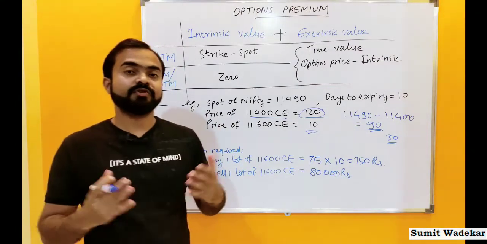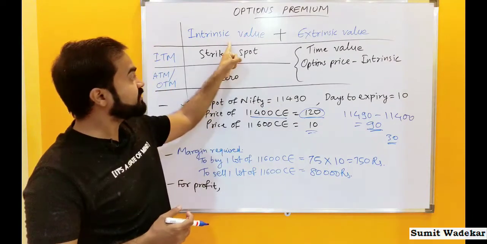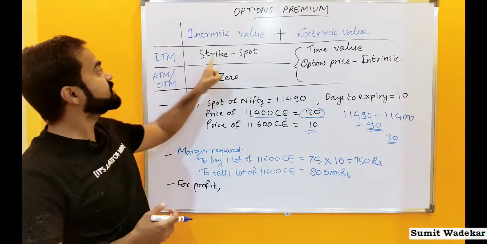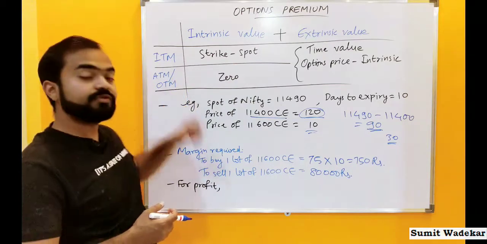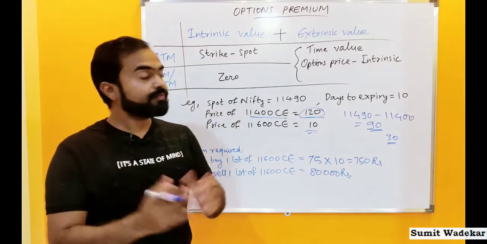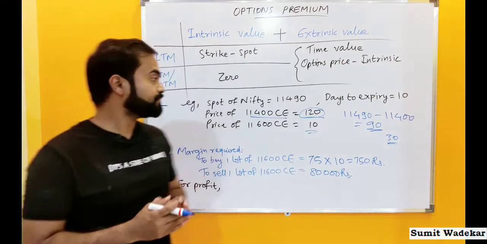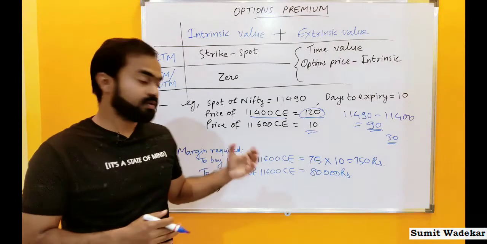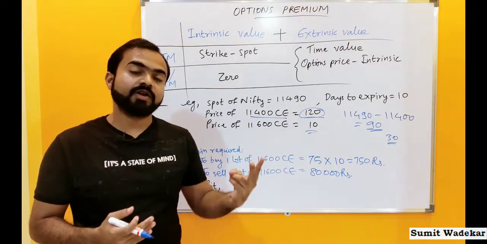Let's just revise what we have learned. Option premium is divided into two parts: intrinsic value and extrinsic value. Intrinsic value for an in the money option is the difference between spot and strike, and for at the money and out of the money it is 0. Whereas extrinsic value is the time value, and it is equal to option price minus intrinsic value. And we have taken one example. We have seen the margin required to sell one lot of Nifty and to buy one lot of Nifty.